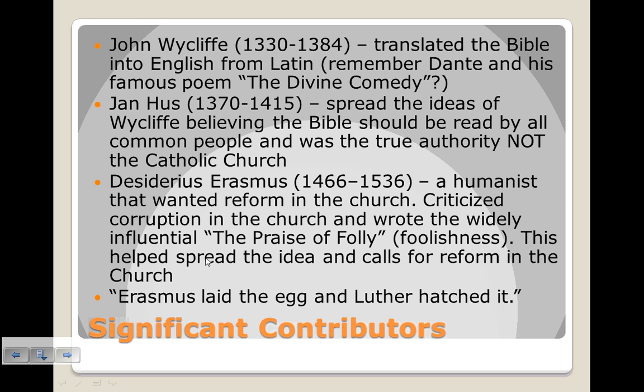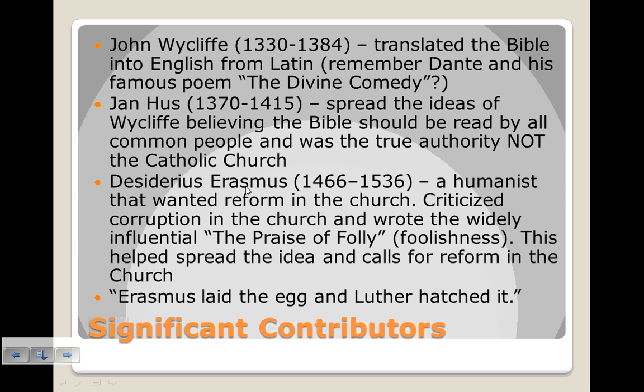So Wycliffe was doing the same thing. He's taking the Bible, which for decades, for centuries, could only be read in Latin, into English. Jan Hus took the ideas of John Wycliffe and spread them. He also believed that the Bible should be the true authority, not the Catholic Church itself. In other words, not the Pope, not the priest. The way to decide how to live your life, you should get that information from the Bible. He was actually later burned at the stake for his teachings.